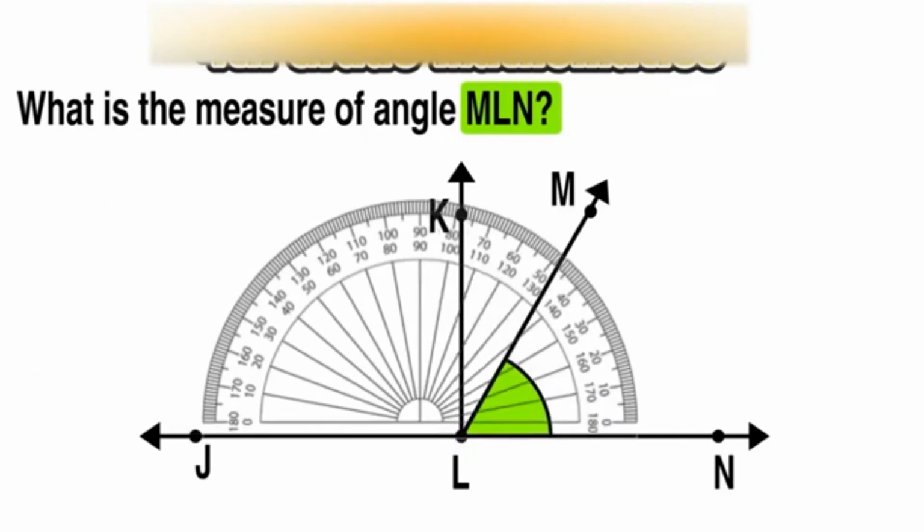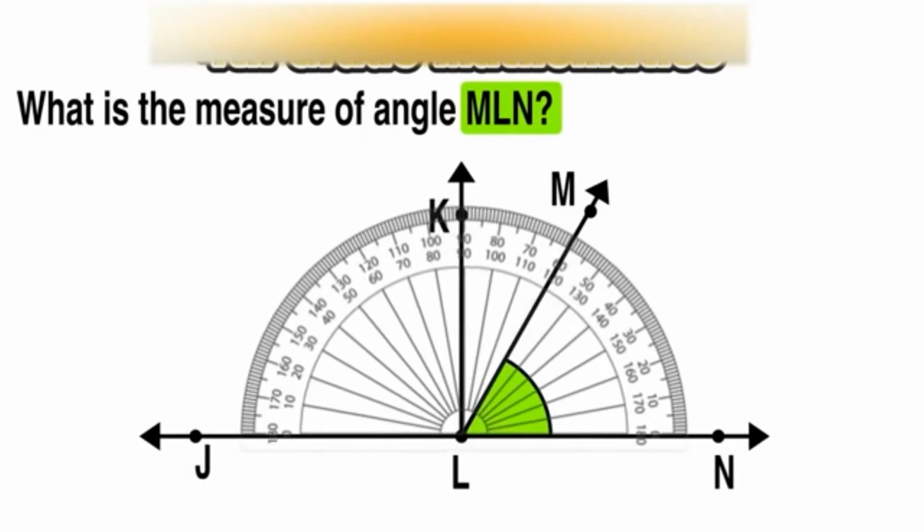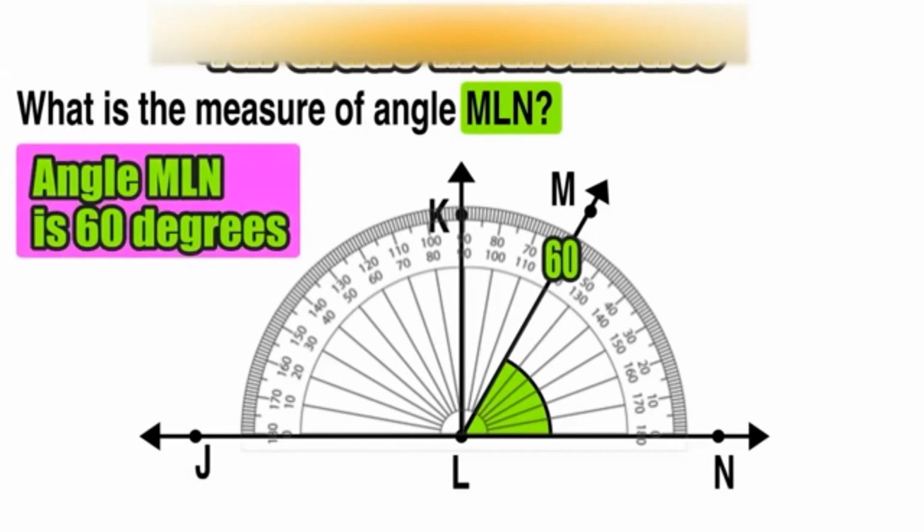So again, we align that center marker with the vertex point, and we also want the flat horizontal portion of the protractor perfectly aligned with the bottom line, our bottom ray that makes up our angle. Now we can use the top ray, in this case the line that starts at point L and goes through point M, and see what measurement it is aligned with on the protractor. The protractor shows us that angle MLN has a measure of 60 degrees. So our conclusion is that angle MLN is 60 degrees, and we are finished with this question.